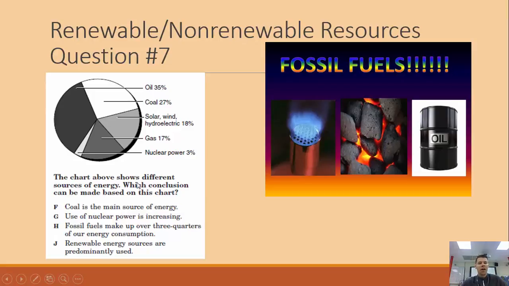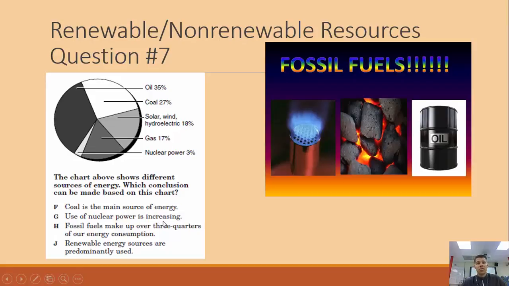So the chart above shows different sources of energy. Which conclusion can be made on this chart? Coal is the main source of energy. Let's check it. Coal, 27. Nope, it's not the main source. That would be oil.